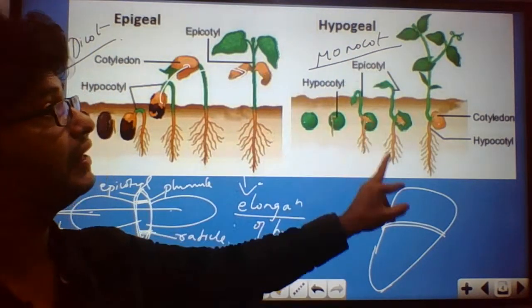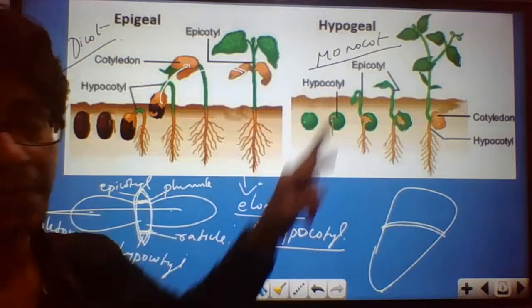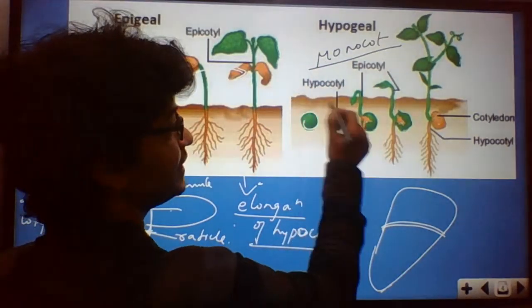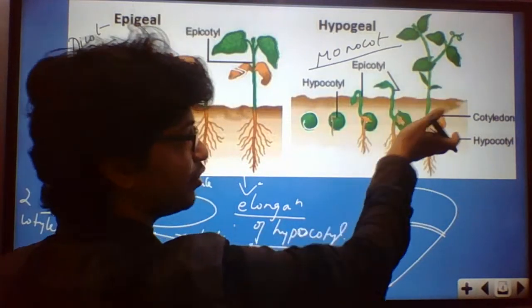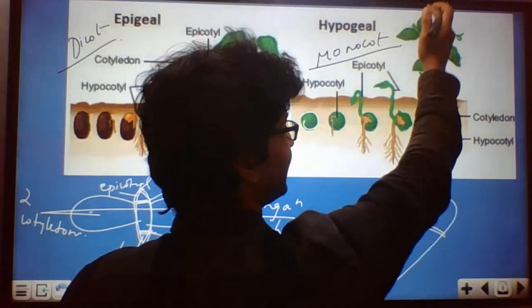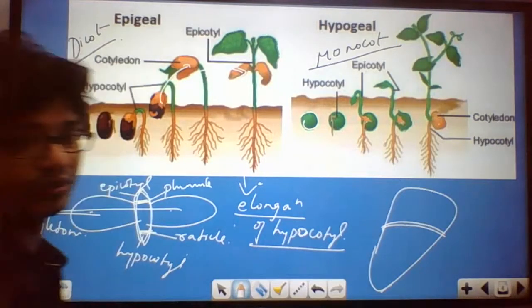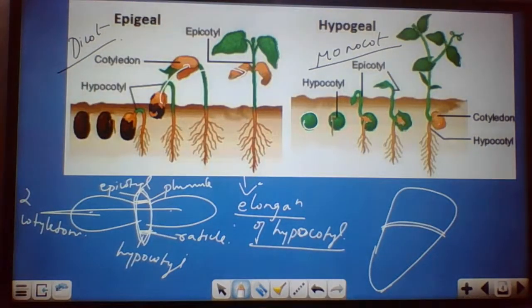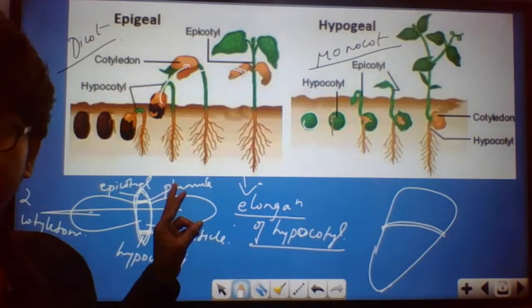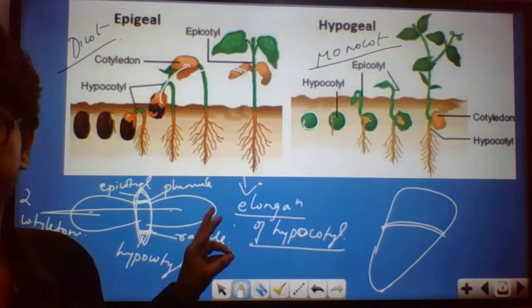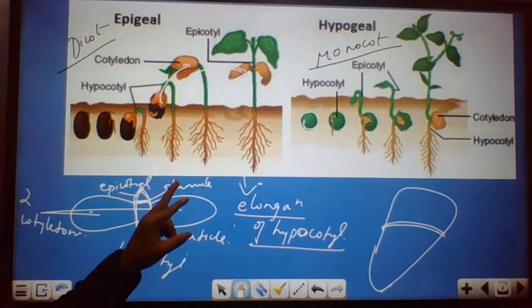So this type of germination we call hypogeal. You cannot see the seed sprouting out of the soil surface. It is present beneath the soil, and only the leaf part, the other germinating part, is exposed outside, protruding out. In hypogeal, there is rapid elongation of the epicotyl. In this case, elongation is taking place.